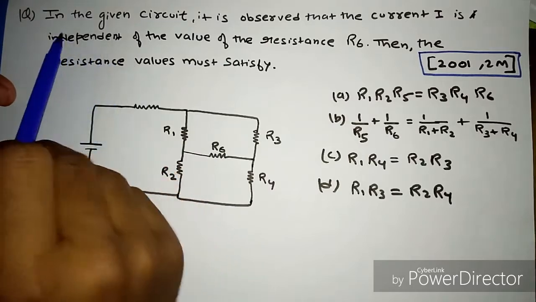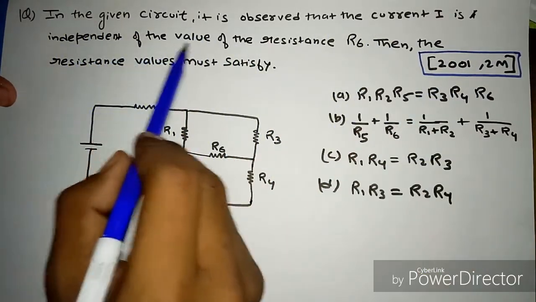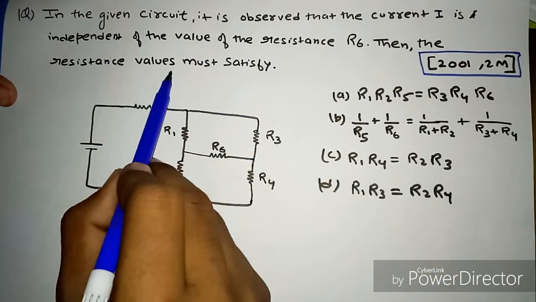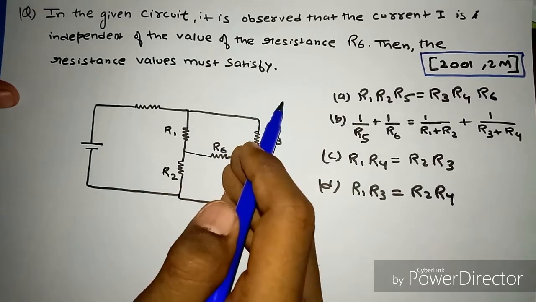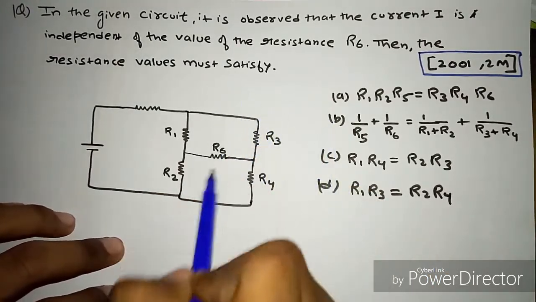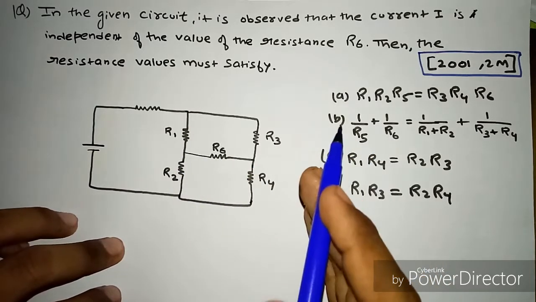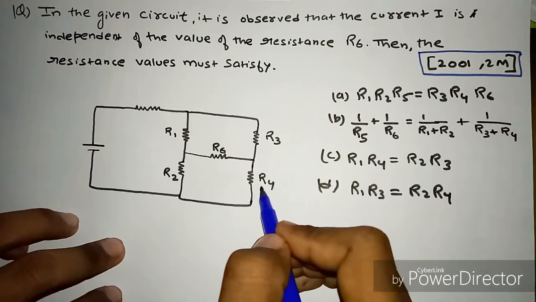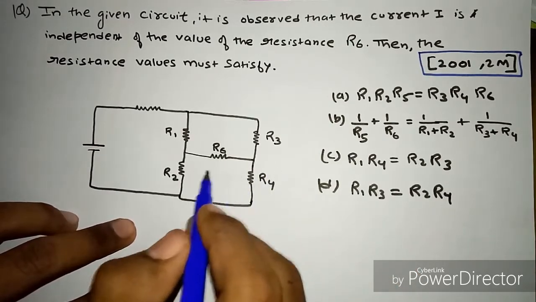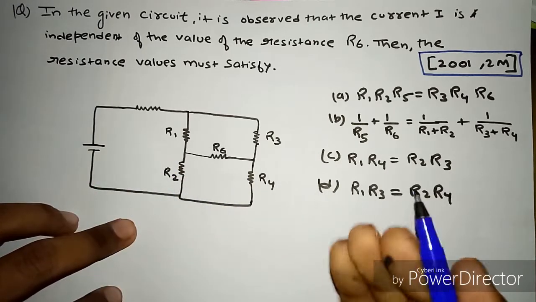So what the question says, in the given circuit it is observed that the current I is independent of the value of the resistance R6. Then the resistance value must satisfy. It indirectly means that if there is no current in R6, then what values of resistance must be satisfied? So you can easily judge this problem by Wheatstone bridge, right?